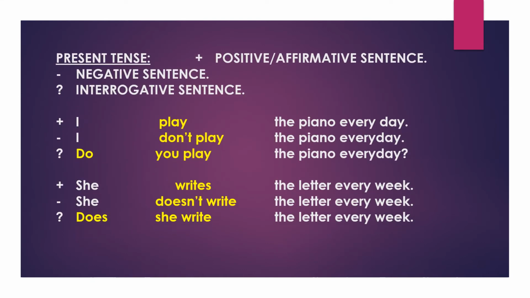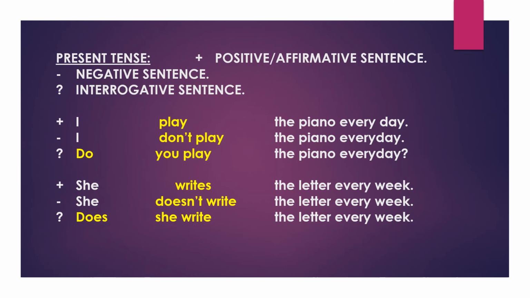Okay? If we study the present tense, we should study the positive, affirmative sentence, the negative sentence, and the interrogative sentence. Let's see the example. The positive one, I play the piano every day. The negative one, from play becomes don't play. If you use the auxiliary or helping verb plus verb 1, it becomes I don't play the piano every day.